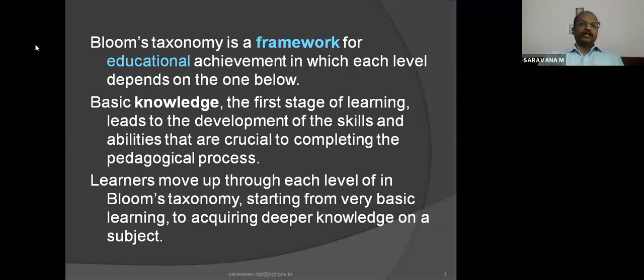And Bloom's taxonomy is a framework. You can see here, framework. Our NSQF is also a framework. Based on the NSQF framework only, we have our syllabus, our reference books, our system of training, and our system of evaluation, testing and evaluation, even certification also. Everything is based on the framework. Like that, Bloom's taxonomy is also a framework for educational achievement, in which each level depends on the one below. So there are levels, like NSQF has 10 levels, level 1, 2, 3 up to 9, 10. And here Bloom's taxonomy also depends on some levels.